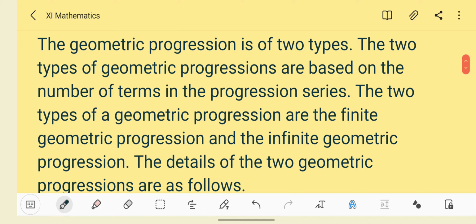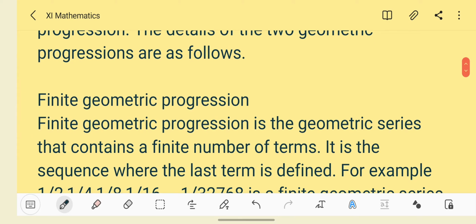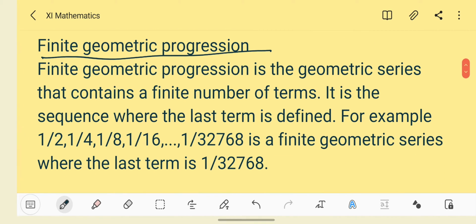The geometric progression is of two types. The two types of geometric progressions are based on the number of terms in the progression series. The details of the two are as follows. First is finite geometric progression. In finite geometric progression, the geometric series contains a finite number of terms. Like if you see, it is ending at 1 by 32,768. That means it is a finite series.